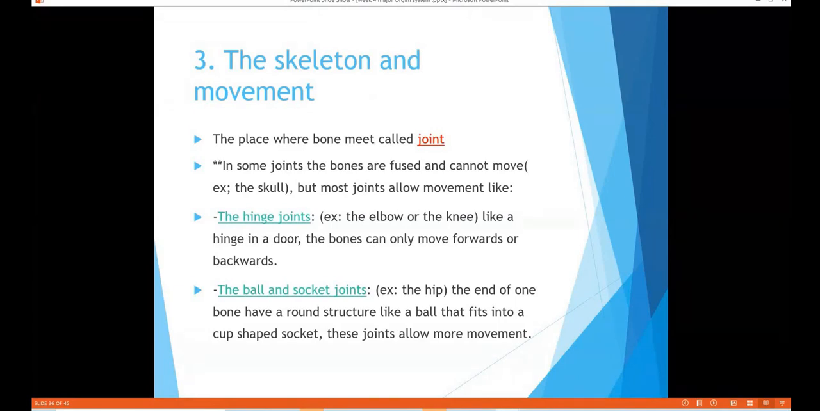We have one more joint known as the ball and socket, which is where our hip is. You know the hip has a round structure like a ball that fits into a cup-shaped pocket. And also one near our shoulders. Near the shoulders, you can rotate your hand in a circular way. You can turn your cameras on and show me how you can rotate your hands.